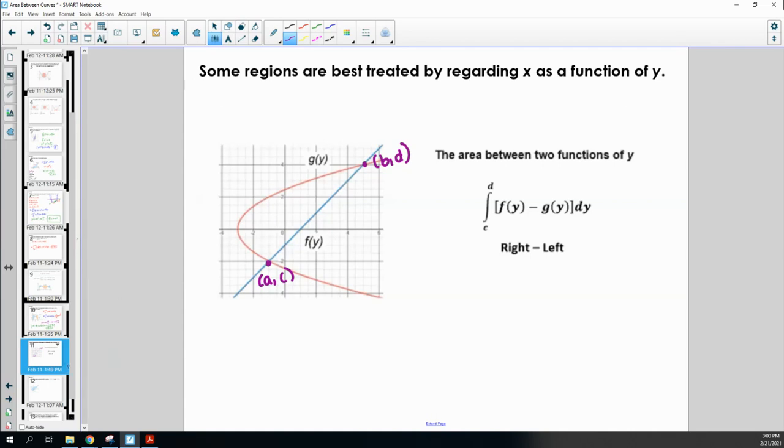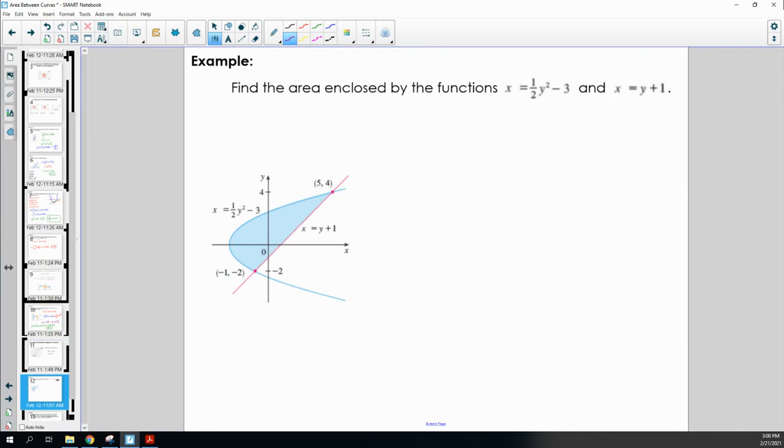So let's look at an example. Find the area enclosed by the functions x equals a half y squared minus 3 and x equals y plus 1. You'll know pretty much if you have to use right and left or top and bottom. If the functions are given to you in terms of x, if they're x equals, you're going to be using right and left. You can change the functions to make them x equals if you want to use right and left instead of top minus bottom.